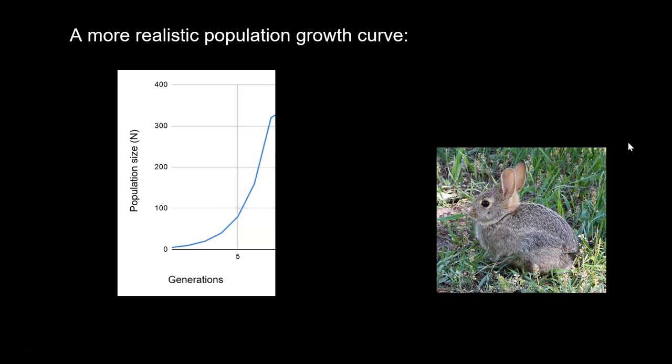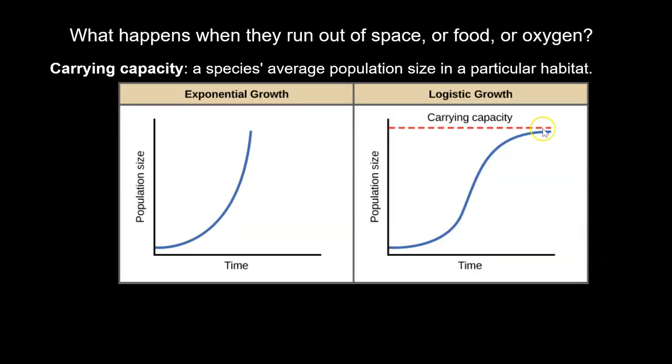So, by the way, you should know what each of these looks like. Exponential just explodes and keeps on going forever. Logistic starts off exponential and then slows down when it gets to the carrying capacity.